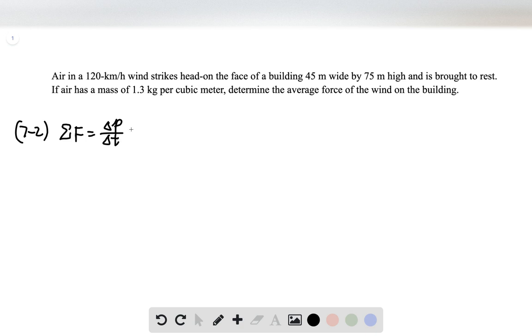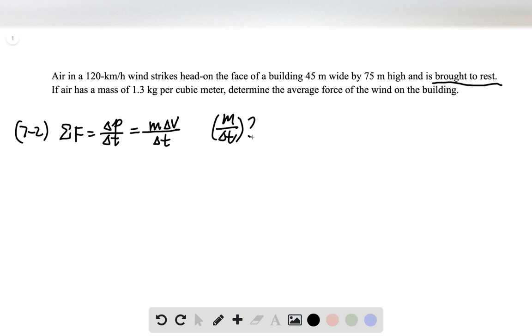Okay, and there is no change in the mass, but it's brought to rest. That means there is a change of velocity. So the change of momentum will come from the change of velocity. So it's m delta v over delta t. Okay, so delta v, we already know it's 120 kilometers per hour. And what we really need to know now is what is m over delta t.